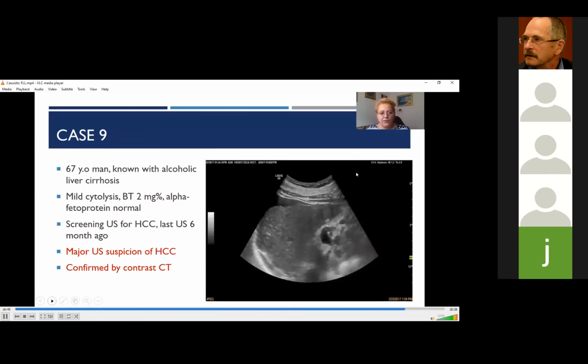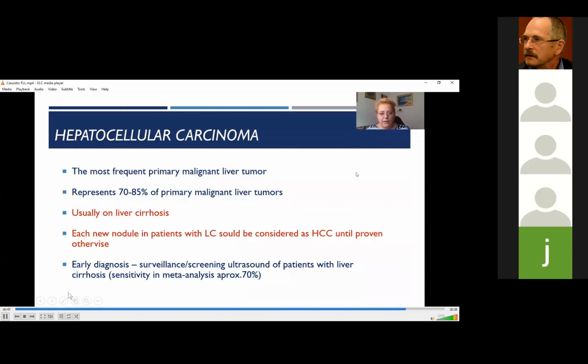contrast-enhanced computer tomography. Hepatocellular carcinoma is the most frequent primary malignant liver tumor. It represents up to 85% of primary malignant liver tumors. Usually it occurs on liver cirrhosis in more than 90% of the cases, or in patients with severe fibrosis. So each new nodule in patients with liver cirrhosis should be considered as hepatocellular carcinoma until proven otherwise.